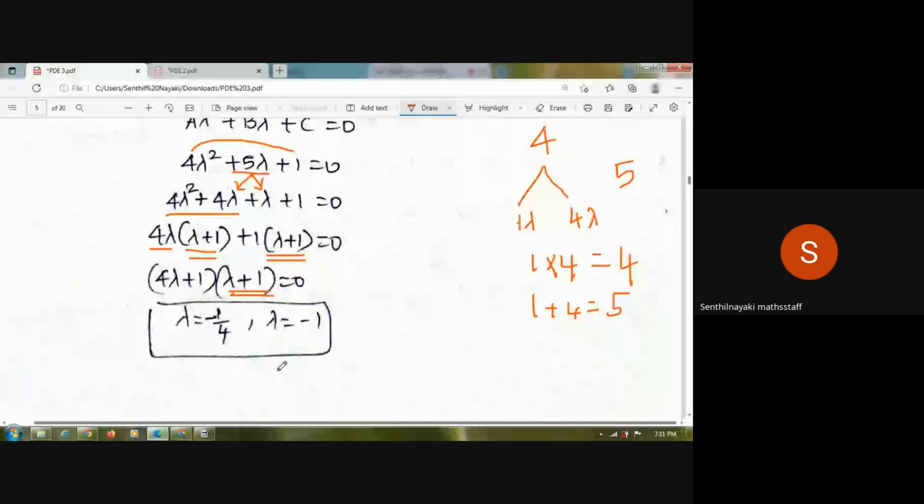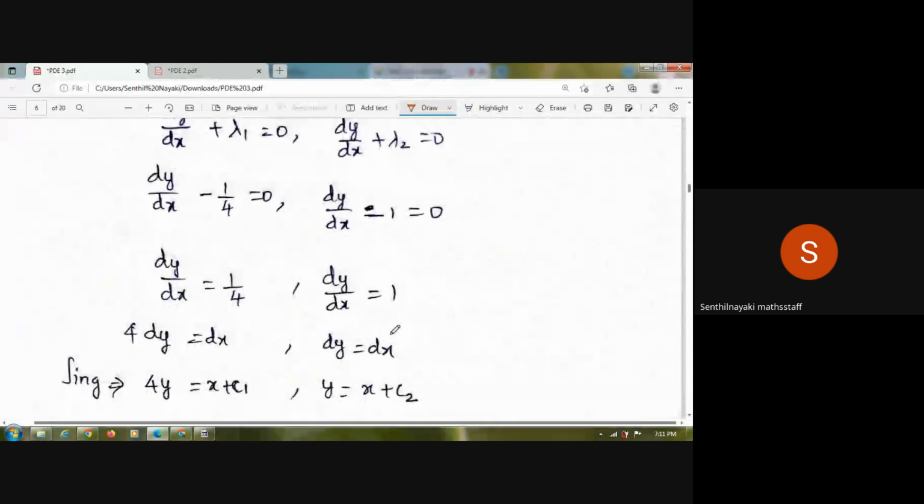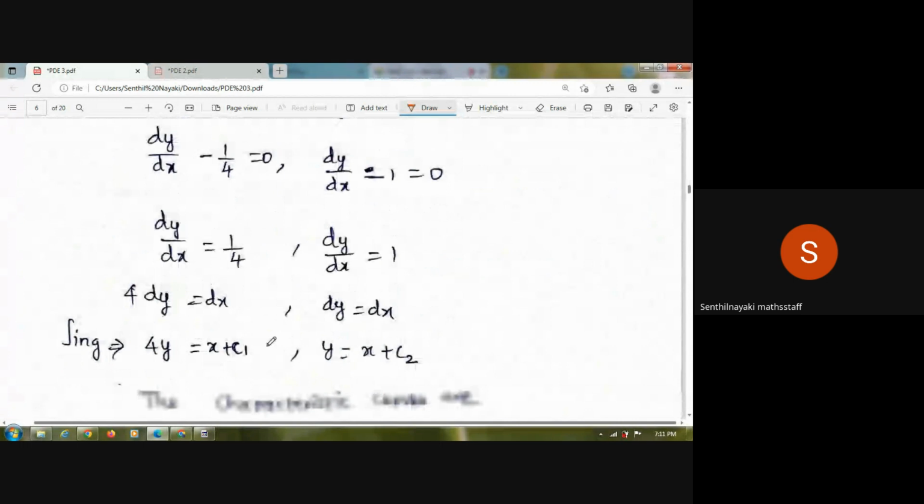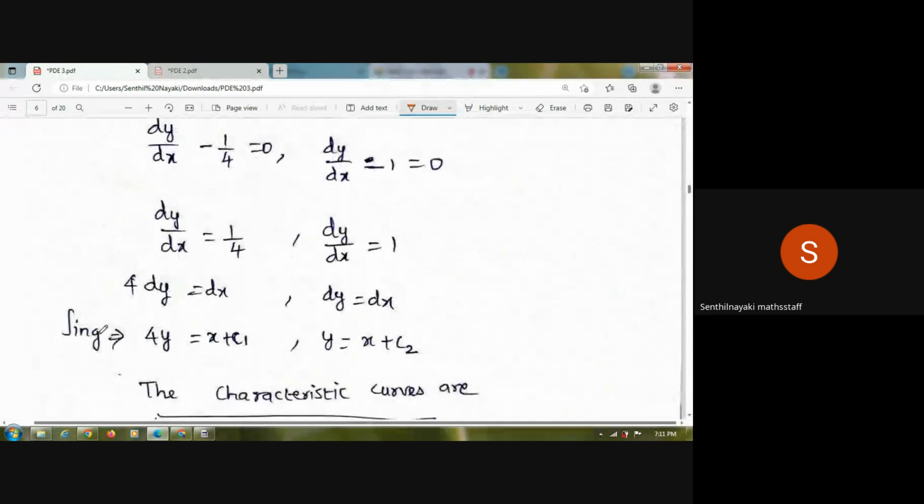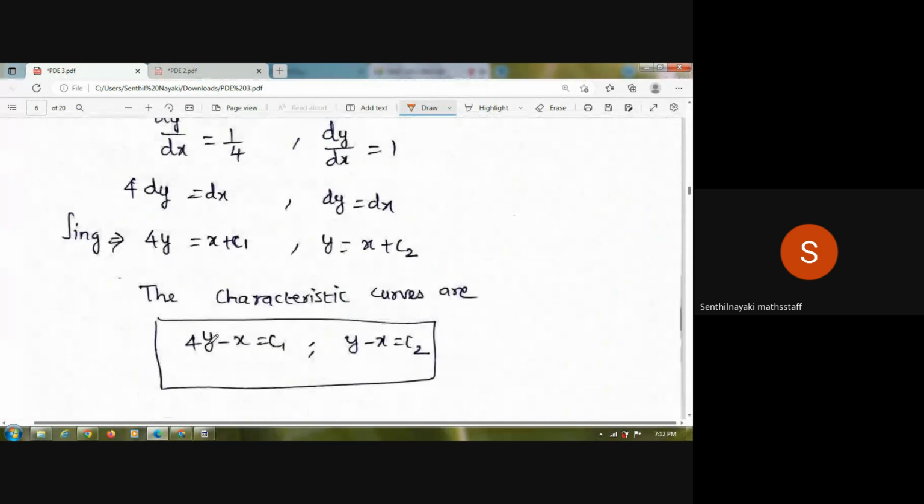Then the characteristic equation is dy by dx plus lambda 1, therefore minus 1 by 4, because the first root is minus 1 by 4. And the second characteristic equation is dy by dx plus lambda 2, that is minus 1. Then dy by dx equal to 1 by 4, then dy by dx equal to 1. Cross multiplying, after integrating, we get 4y equal to x plus the integrating constant c1. After integrating the second characteristic equation, we get y equal to x plus c2. Therefore, the characteristic curves are 4y minus x equal to c1, y minus x equal to c2.